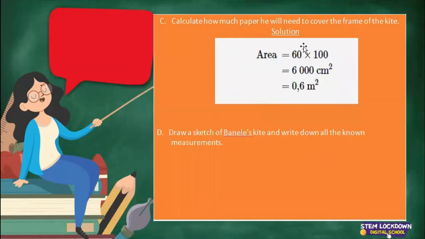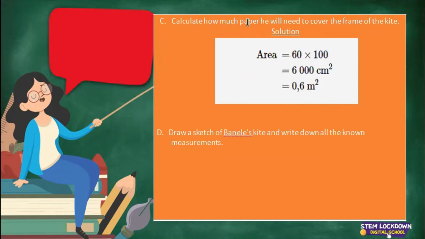Okay. So diagonal 1 is what? 60 centimeters. Diagonal 2 is 100 centimeters. Multiply that together. That will give you 6,000 centimeters squared, which is equal to 0.6 meters squared.